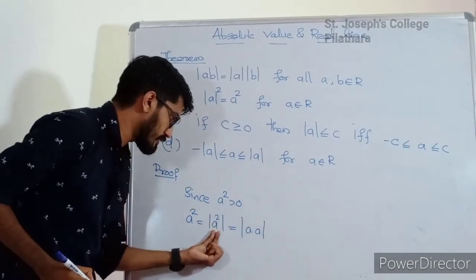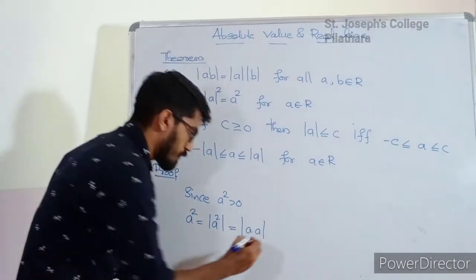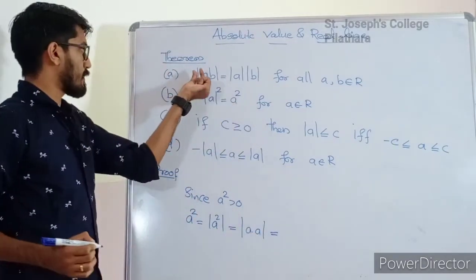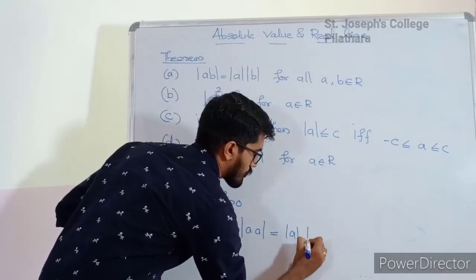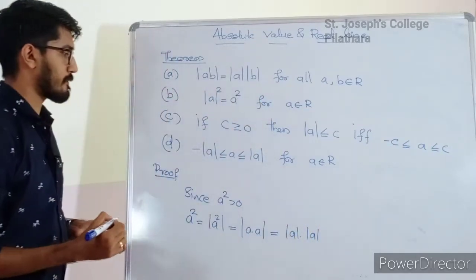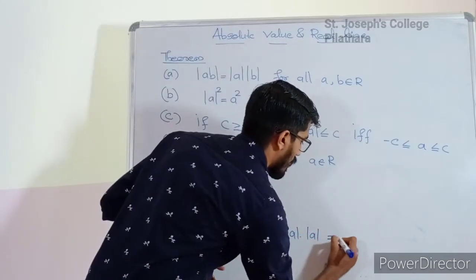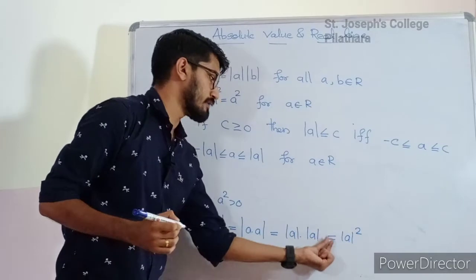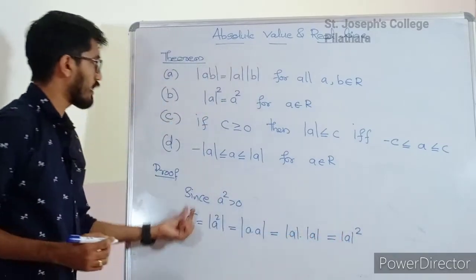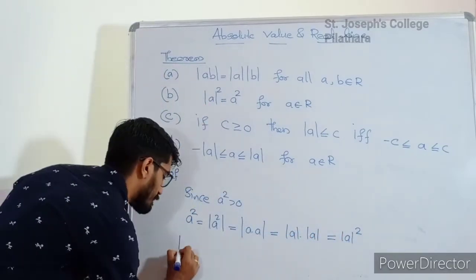A square is equal to A into A, which is equal to, applying first result on this, mod A into mod A, which is equal to mod A the whole square. Therefore, hence proof.